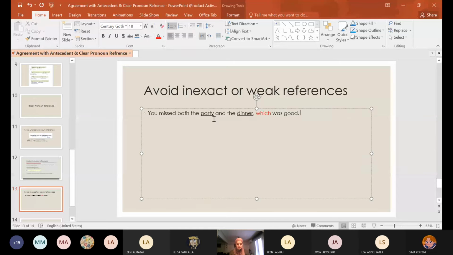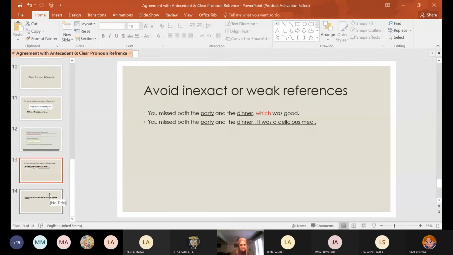Okay? For example, there is another sentence here in your book. How can I fix this? How can I say it? Instead of writing it, I will copy: You missed the party and the dinner. It was a delicious meal. So now I know that I mean the meal. So avoid inexact or weak reference.